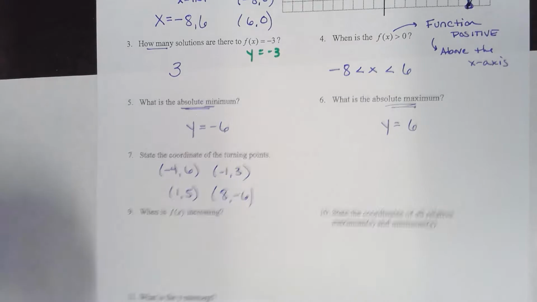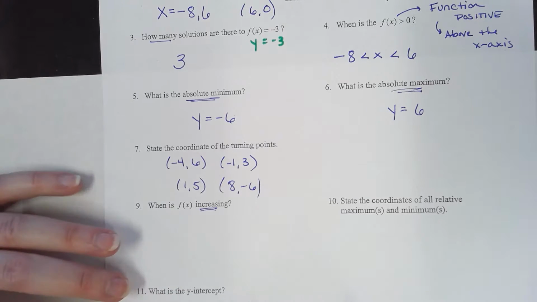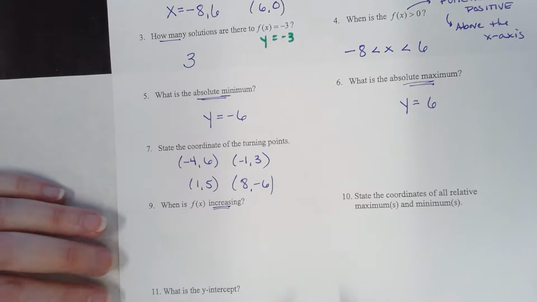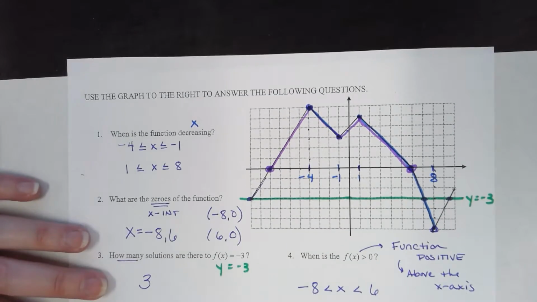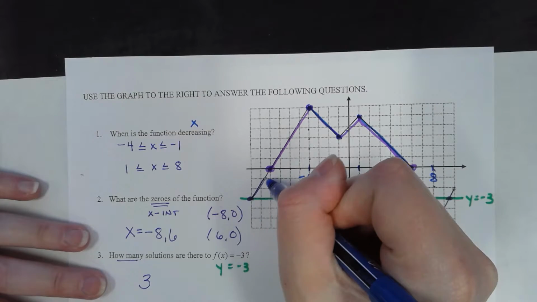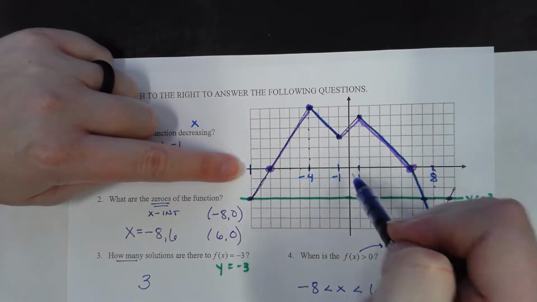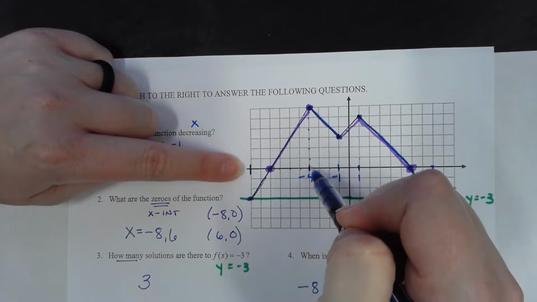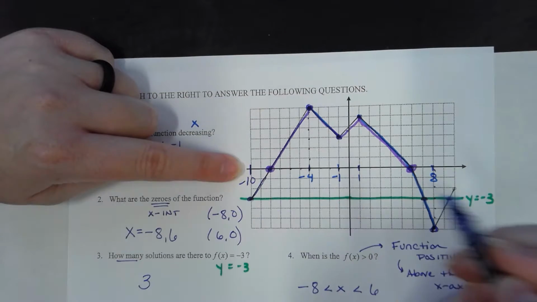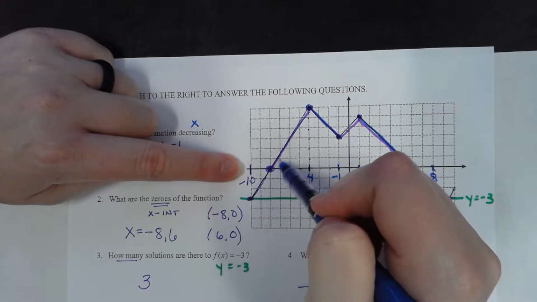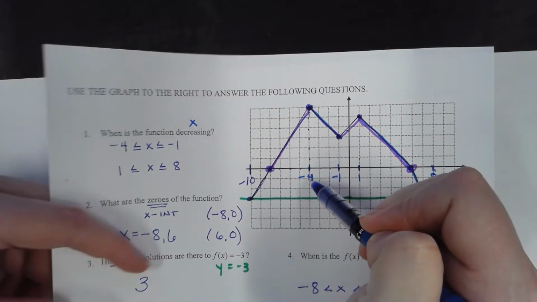Okay. When is f increasing? All right, so increasing means that my graph is going up. And again, all of your answers come from the x-axis. So when I look at my graph, this first section of my graph, I'm increasing. I'm starting right here. And this is at 1, 2, 3, 4, 5, 6, 7, 8, 9, 10. That's at -10. And I increase all the way to this point, which is at -4. So that's my first interval.